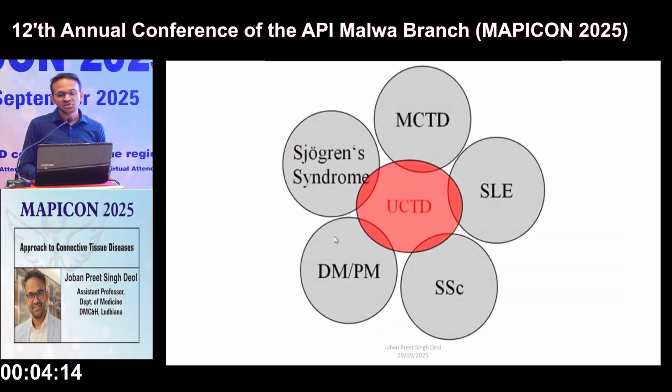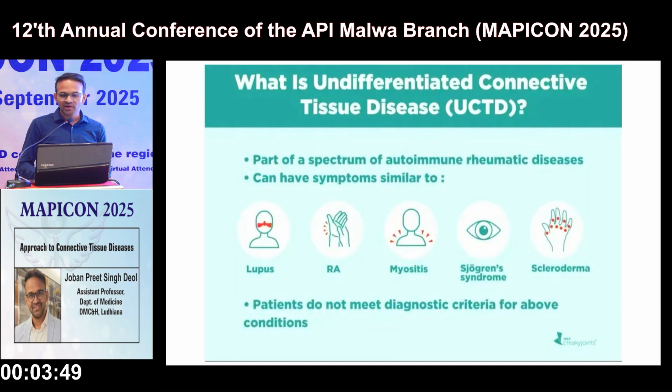Now, what is undifferentiated connective tissue disease? If a patient has some features of lupus or scleroderma or myositis or Sjogren's, but is not fulfilling the classification criteria of any of these. Say a patient has arthritis and ANA positive, I will call it UCTD. Say somebody has Raynaud's with ANA positivity, I'll call it UCTD because it is not fulfilling criteria of any of the connective tissue diseases. So what is UCTD? Again, they can have symptoms of either of these, but do not meet the classification or diagnostic criteria for any of the conditions.